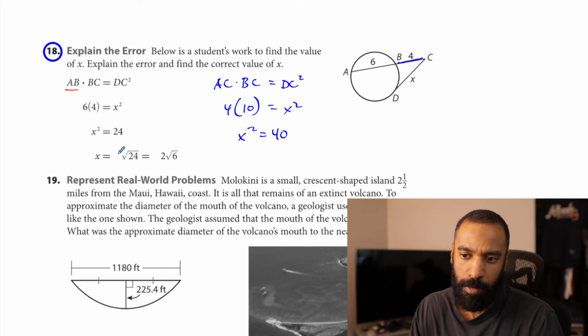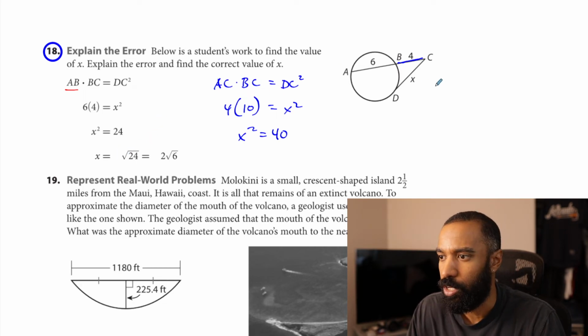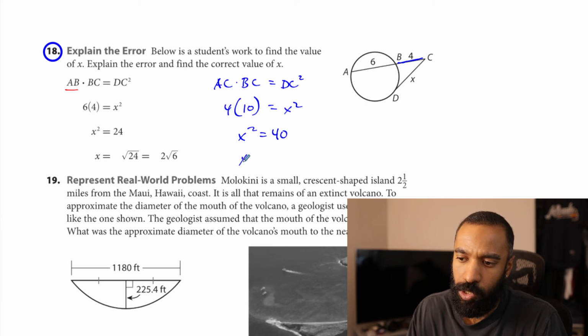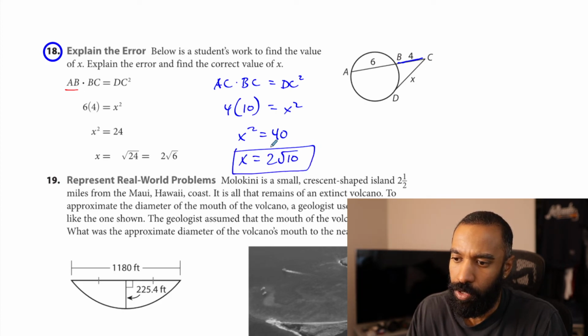They left out the plus or minus because the correct value should be positive. Take the square root of both sides here. We should get 2 root 10, square root of 40, root 4 times root 10. So the error should be AC.